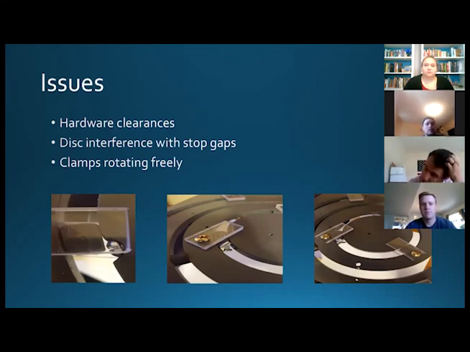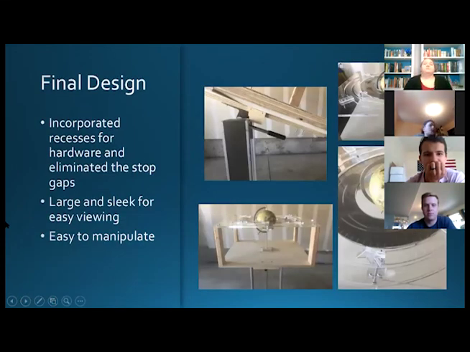And then another issue that we found was that the clamps could rotate freely because they're only secured with one bolt, screw, nut assembly. This would obviously be an issue with retaining the discs, as if we flipped the entire inclination over and the clamps are not aligned, this could cause them to fall out and what have you. So this moves us into the final design. Chris, if you want to talk about that.